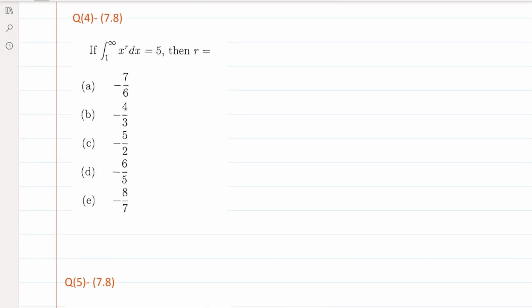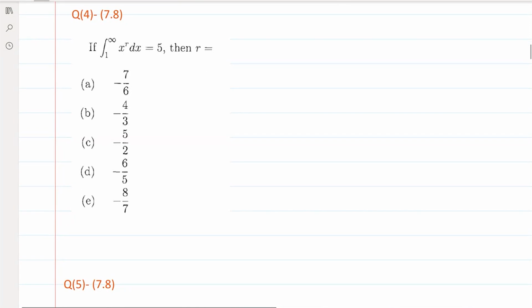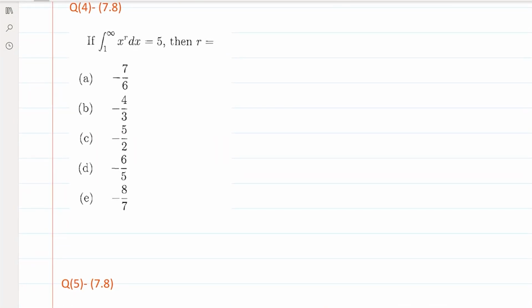Okay, this question is from the improper integrals section, 7.8. And I will give you 2-3 minutes to try to solve it. See here, guys. It is an easy one, but a little bit tricky. Let's try to solve it. Suppose that this integral equals 5. If I suppose that the integral from 1 to infinity of x to the power r dx equals 5, what is the value of r? Come on, take 2-3 minutes to solve it.